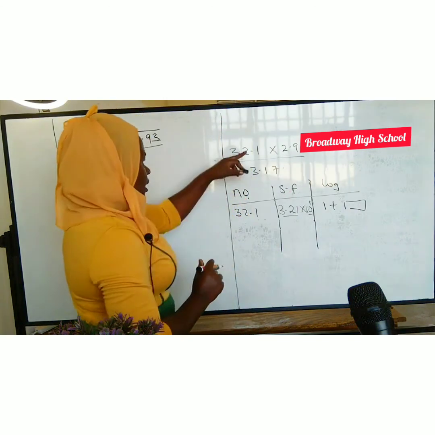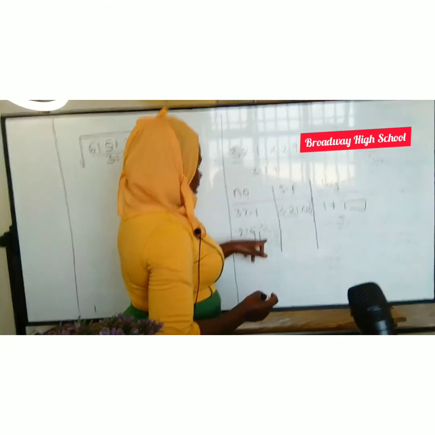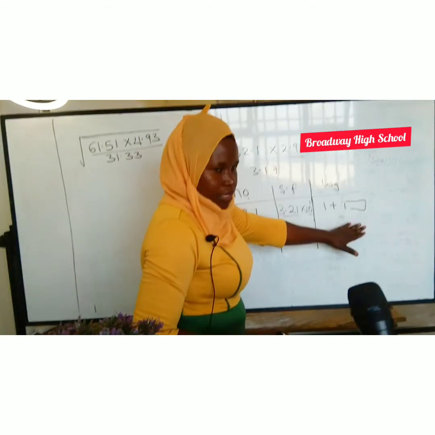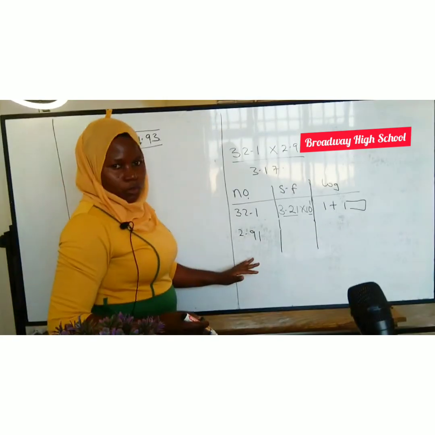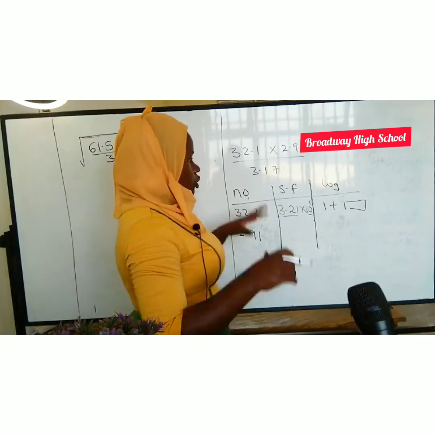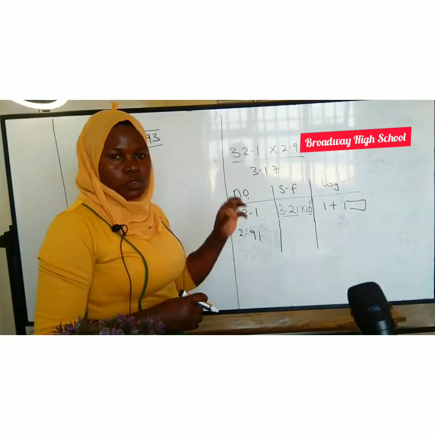Good. Next, 2.91, write it in standard form, do the same. Then the other number also. Okay, so this is just drawing your attention onto what we are supposed to do. How are we supposed to work it out?